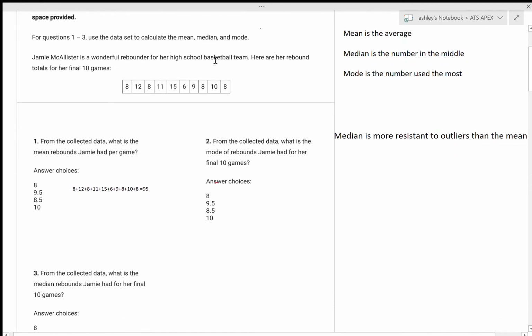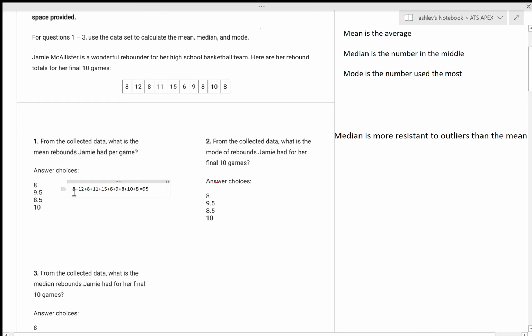So what you're going to be doing is you're going to get given some data sets. This is about Jamie McAllister and her rebounds for her high school basketball team. You'll also do different things with whatever data. Make sure you read the question carefully. Some questions ask for mean, some for mode. Don't go on autopilot.